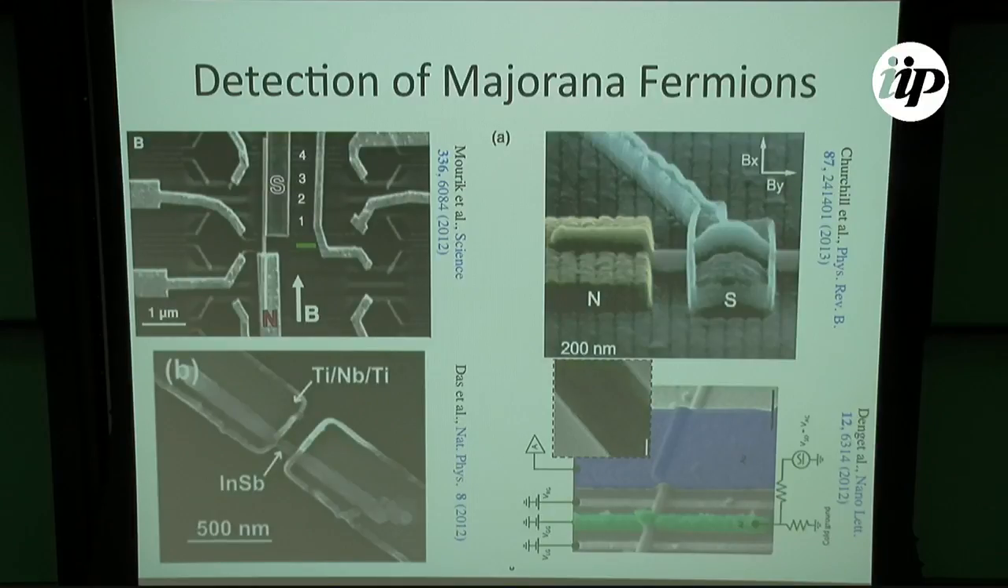Shortly after the prediction of Majorana fermions in quantum wires, there were quite a few experiments done to detect them using conductance measurements. So in these experiments, roughly a nanowire was deposited on top of a superconductor, and a magnetic field was applied to the system, and then the conductance was measured through the quantum wire.